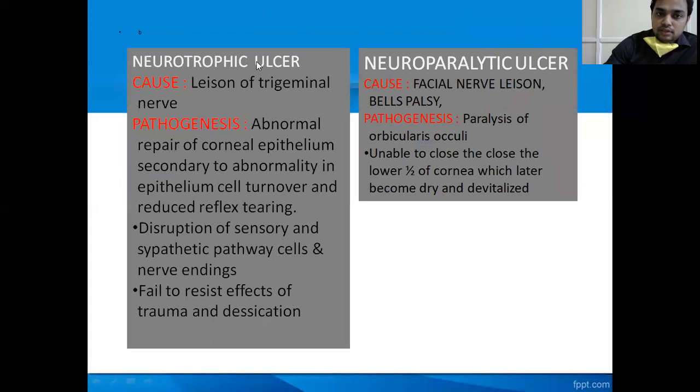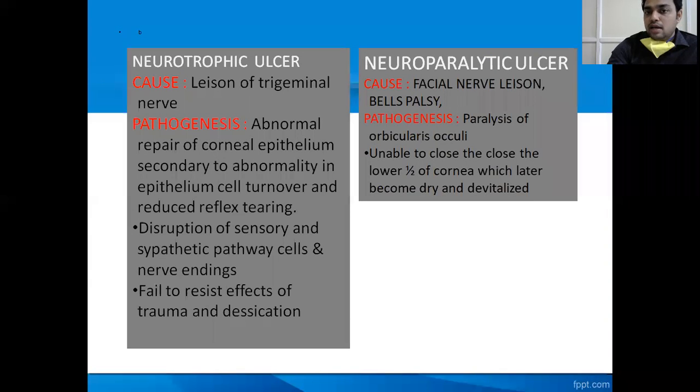So what is a neurotropic ulcer? There is a lesion in the trigeminal nerve, and because of that lesion, there is a loss of sensation of the cornea, and that leads to abnormal repair of the corneal epithelium. Because of the disruption of the sensory and sympathetic pathway, the cornea fails to resist the effects of trauma and desiccation. There is a loss of protective corneal reflex to the outside environment, and that leads to neurotropic corneal ulcers.